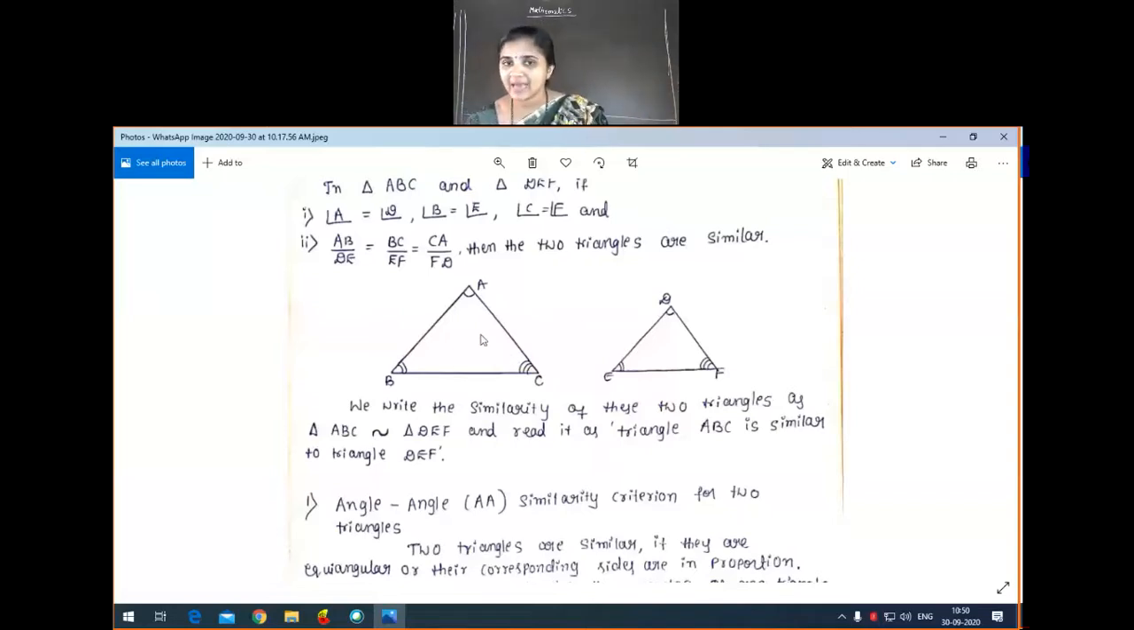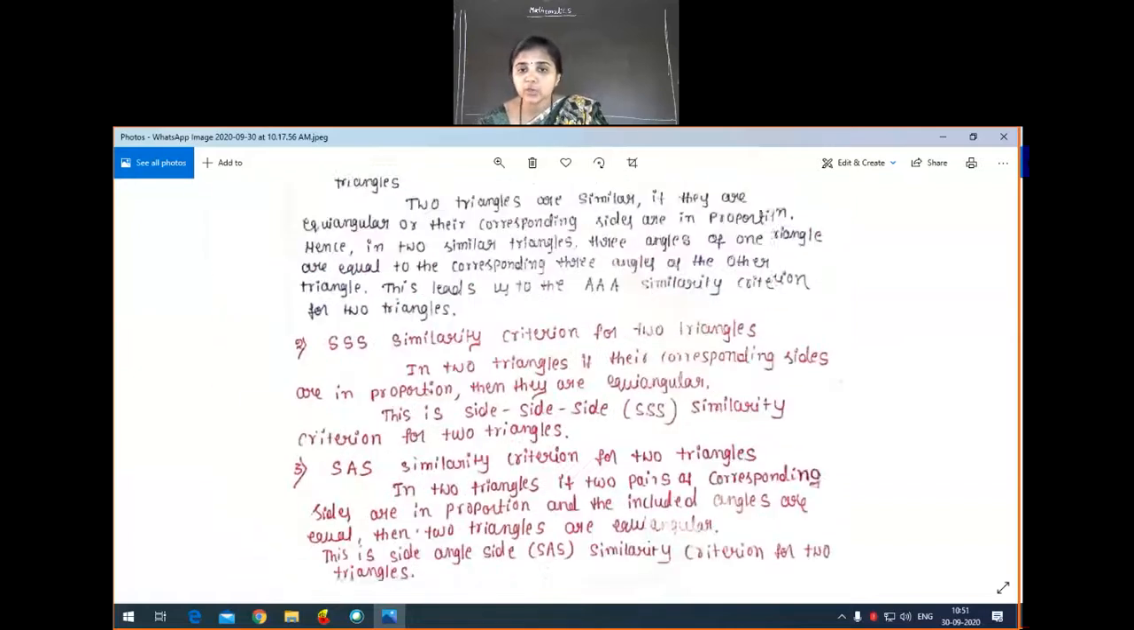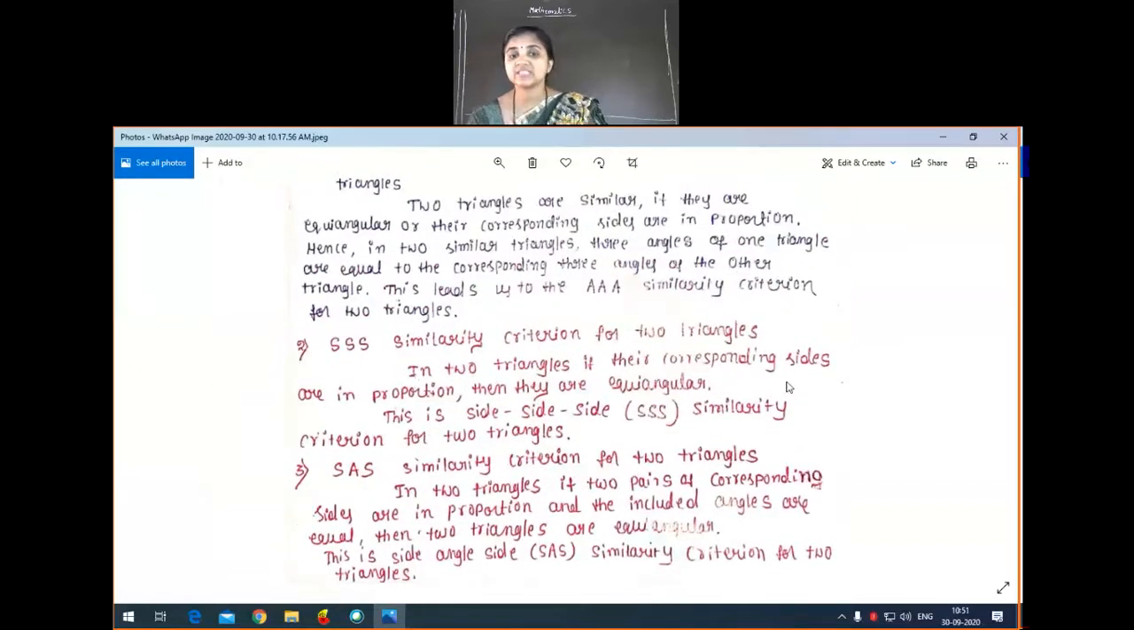So in similarity, all the three sides, the word corresponding is very important. Corresponding sides are in the same ratio, are in proportion. Then we can say that the two triangles are similar. So got the idea, no? In two triangles, if their corresponding sides are in proportion, then they are equiangular.